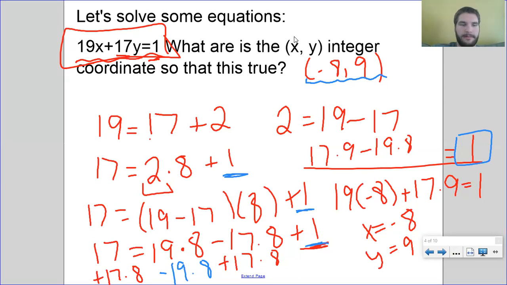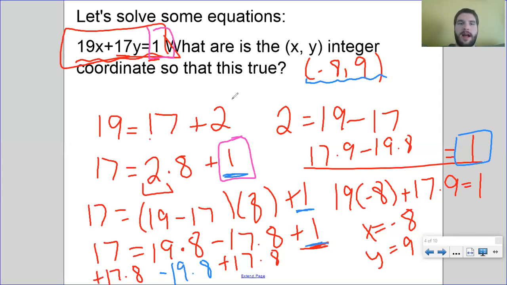When you did 17 equals 9 times 8 minus 7 times 8 plus 1, why did you add 17 times 8 and subtract 19 times 8? Okay, so my original goal is to simplify down to 1, right? We noticed in our original equation that this equaled 1, so we wanted this to equal 1, right?